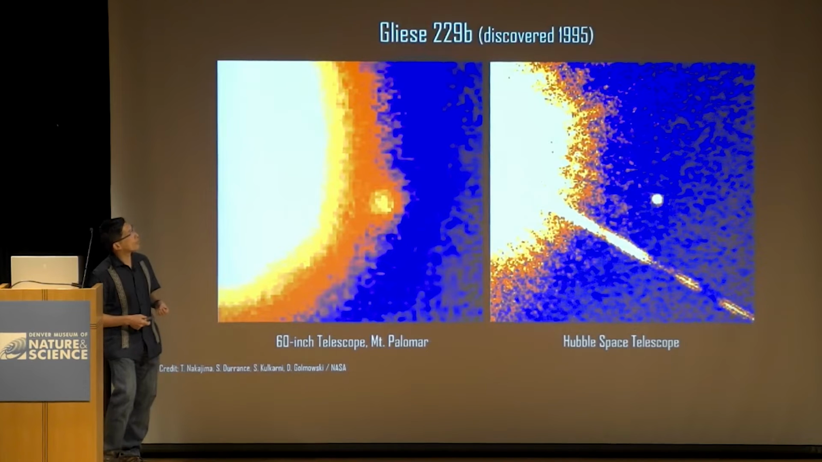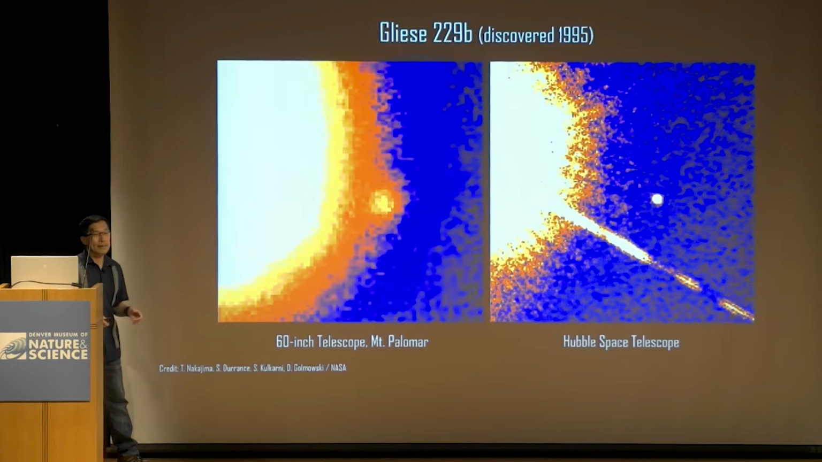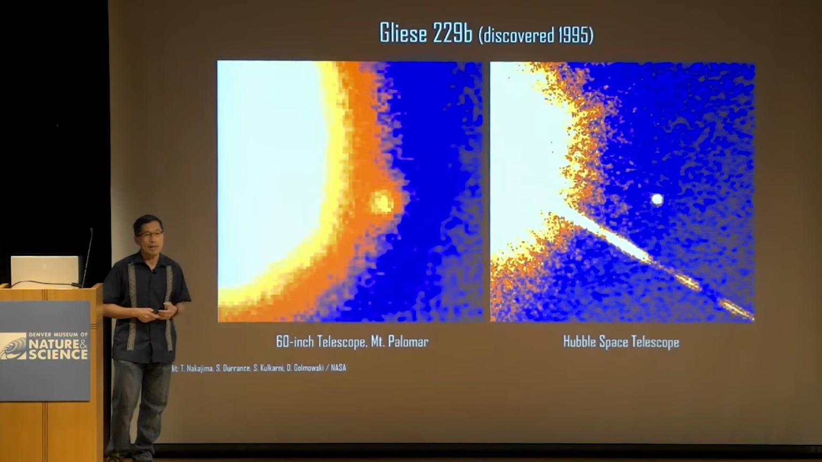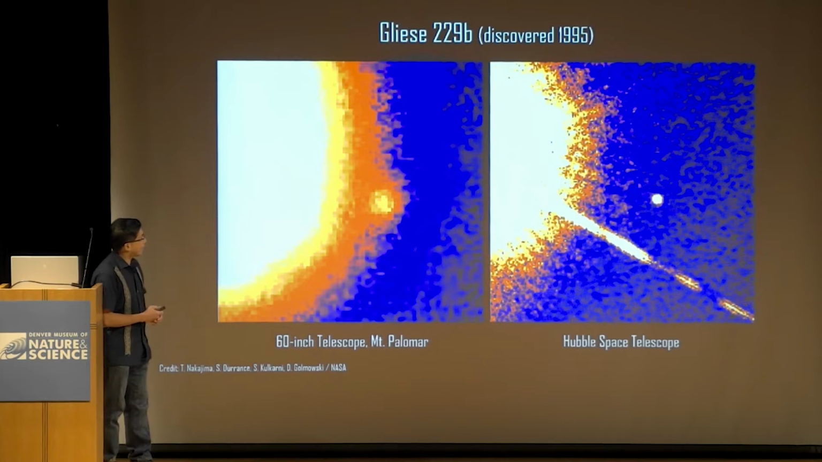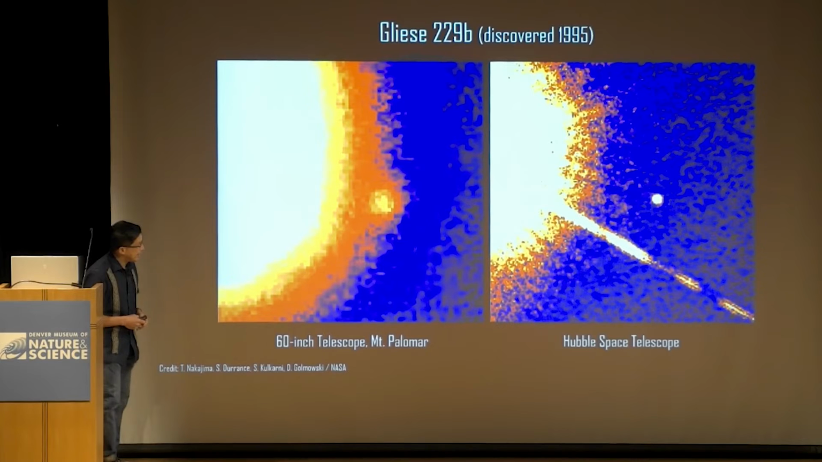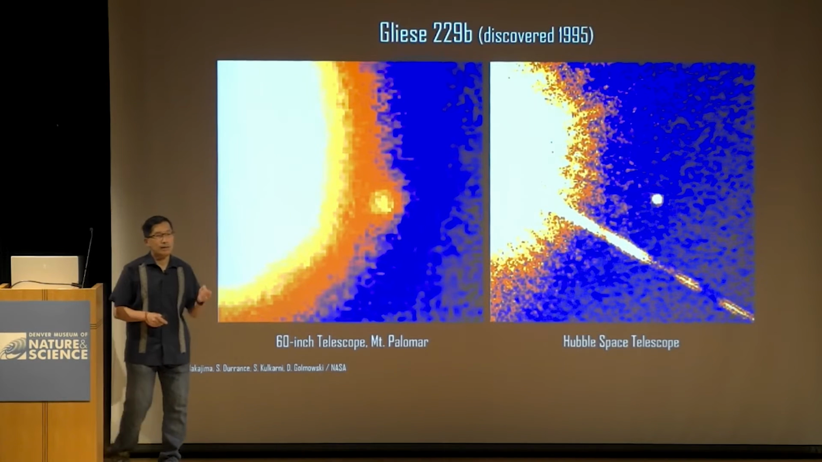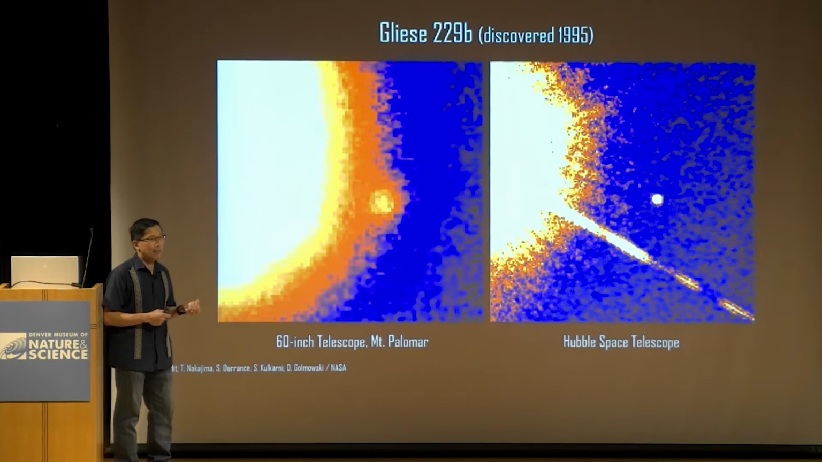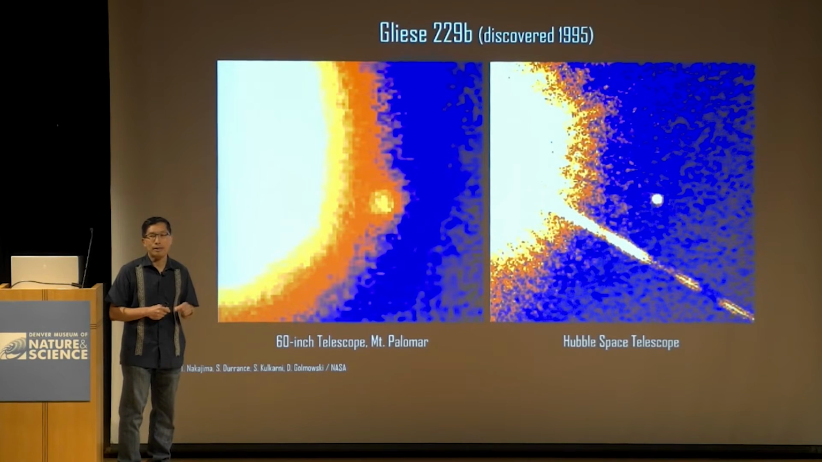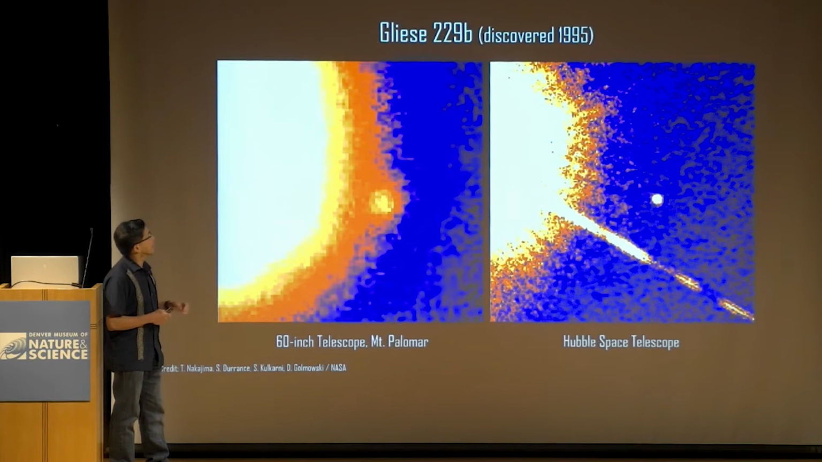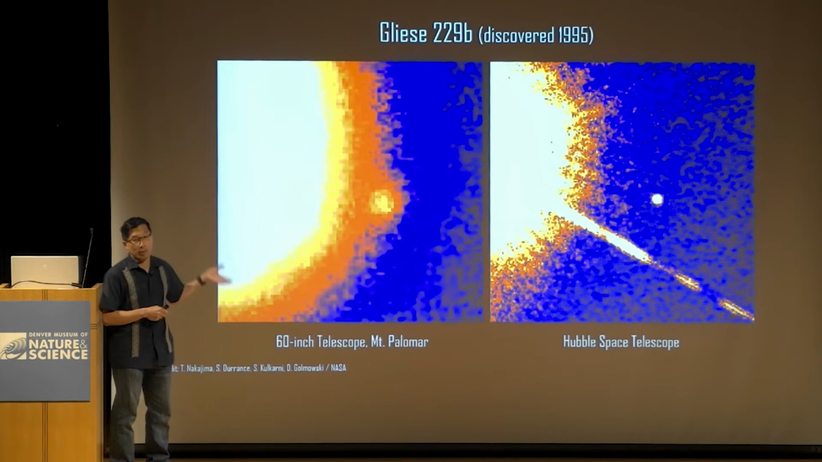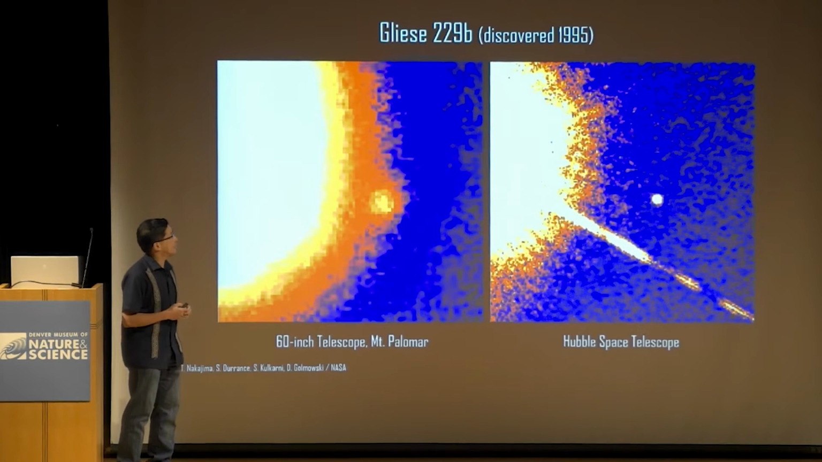All right, so the first brown dwarf that was discovered is actually Gliese 229b, and it was discovered by astronomers at Caltech who used the 60-inch telescope at Mount Palomar in California. And they had a special instrument called a coronagraph, which helped block out the light from the central star. So Gliese 229b is in orbit around Gliese 229a, which is the central star.